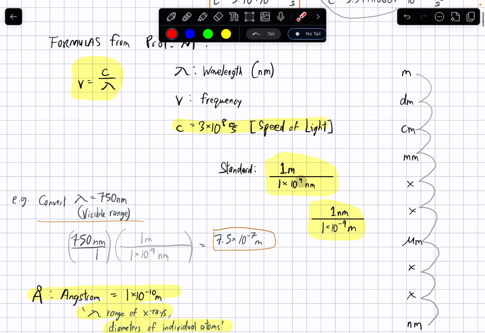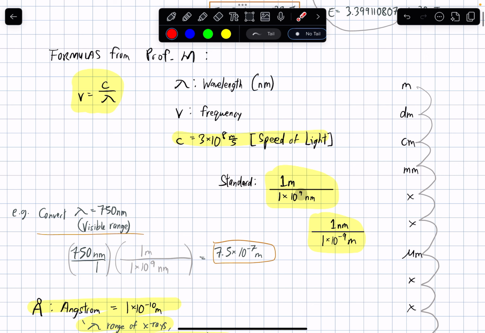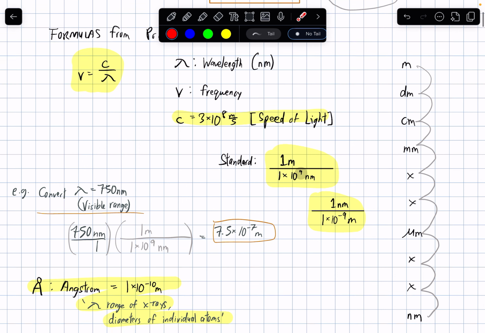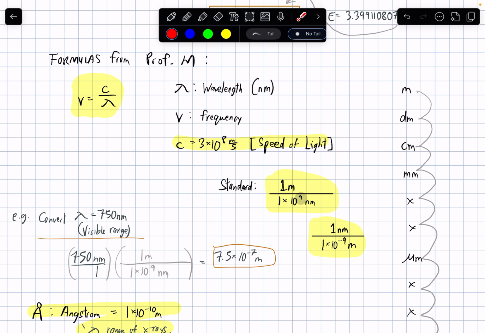So what formulas are we going to use? We have the electromagnetic spectrum. That's what we're going to revolve our formulas on. So essentially, frequency is equal to the speed of light, abbreviated as c, divided by the wavelength, abbreviated as lambda. And the unit is usually in nanometers.